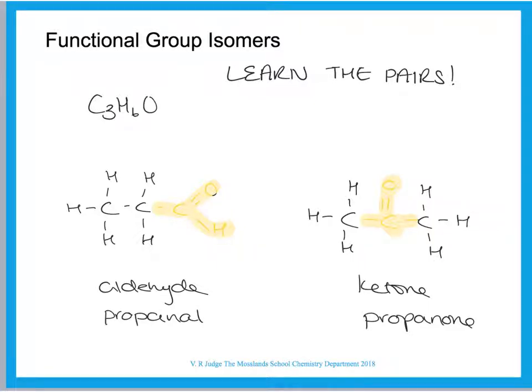So this one on the left, the aldehyde, has got 3 carbon atoms in it, so it's prop, so it's propanal. And this one, 3 carbon atoms with a ketone, is propanone. So that's your next pair. Aldehydes and ketones are functional group isomers of each other.